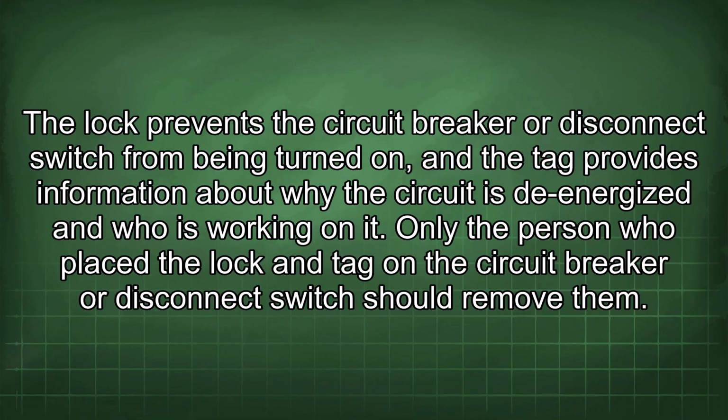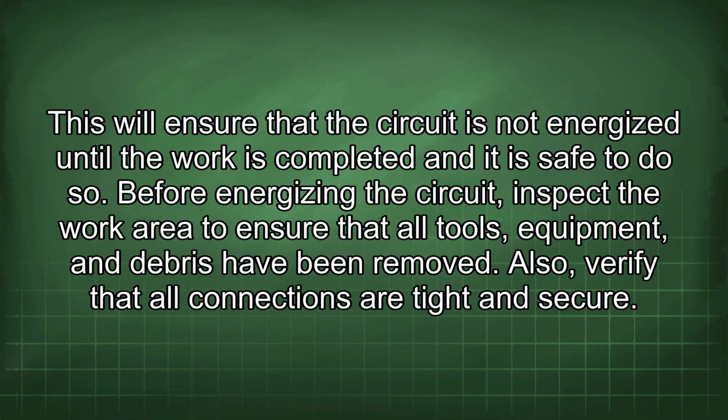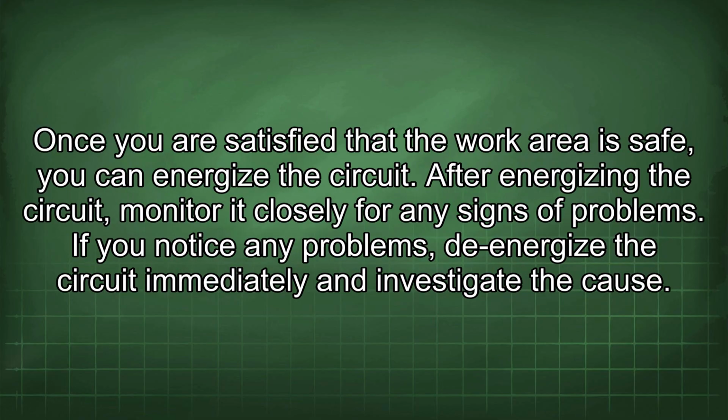Only the person who placed the lock and tag on the circuit breaker or disconnect switch should remove them. This will ensure that the circuit is not energized until the work is completed and it is safe to do so. Before energizing the circuit, inspect the work area to ensure that all tools, equipment, and debris have been removed. Also, verify that all connections are tight and secure. Once you are satisfied that the work area is safe, you can energize the circuit. After energizing the circuit, monitor it closely for any signs of problems. If you notice any problems, de-energize the circuit immediately and investigate the cause.